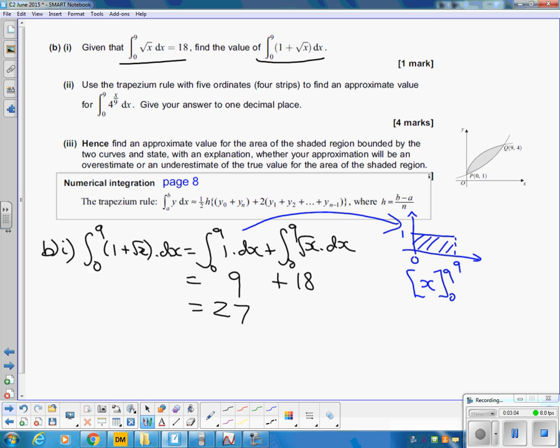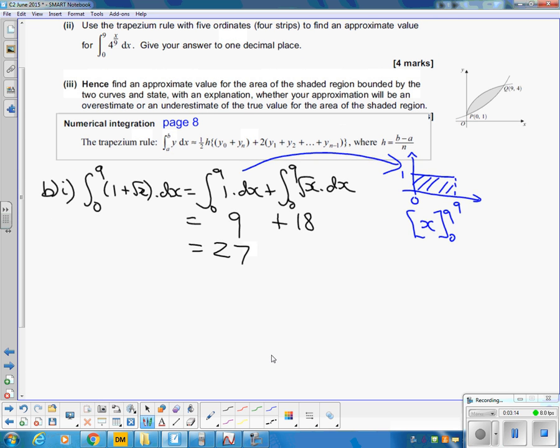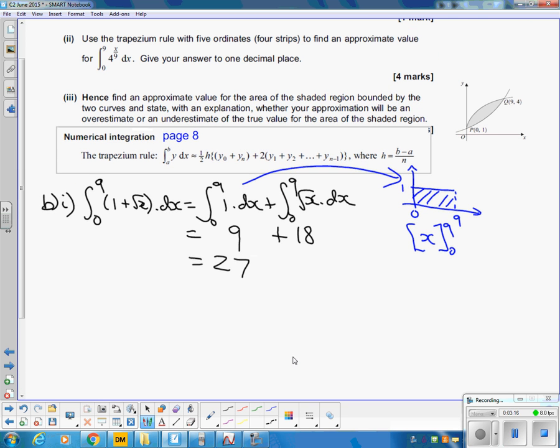Right. Then we're going to move on. So that was a little thinky thing. Interestingly, a similar style of question came up in Core 3 the next year. So it is a good technique to practice. Now it's asked us to use the trapezium rule. So the trapezium rule is on page 8 in your formula book here. Or you can just remember it. You need to remember what this means.